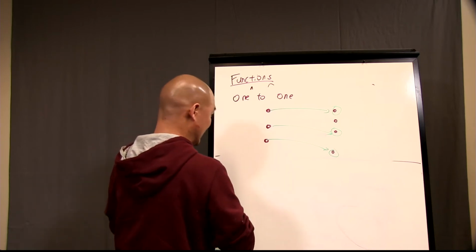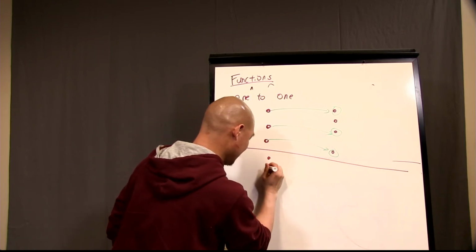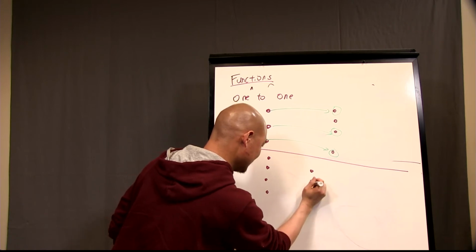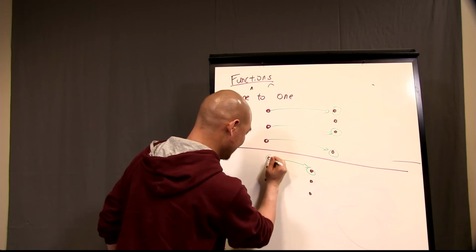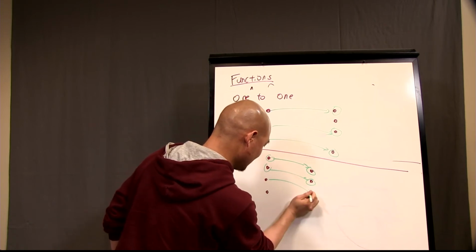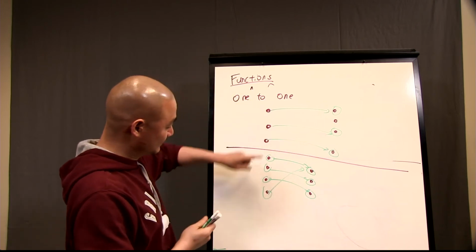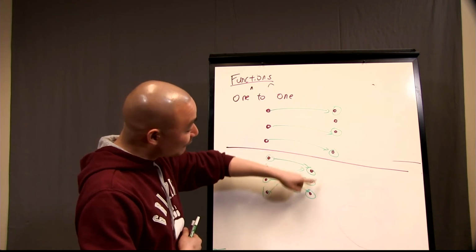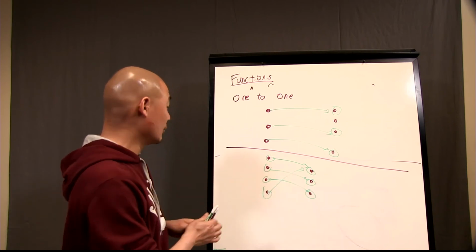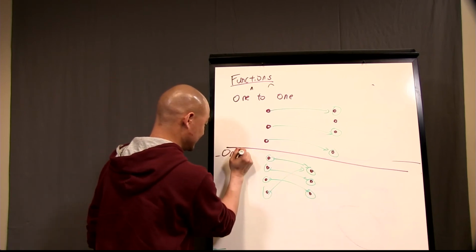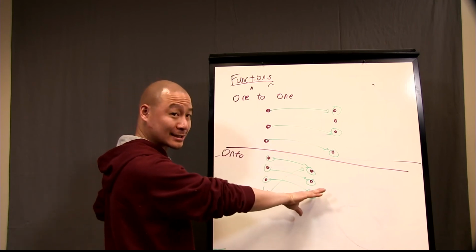If our assignment sends every element in the domain to every element in the codomain, and there's nothing left over that wasn't hit by our function, then we call this function onto, as in this set maps onto that set.